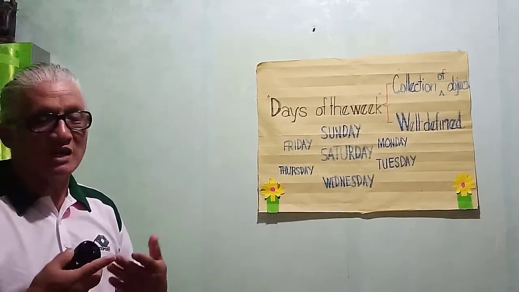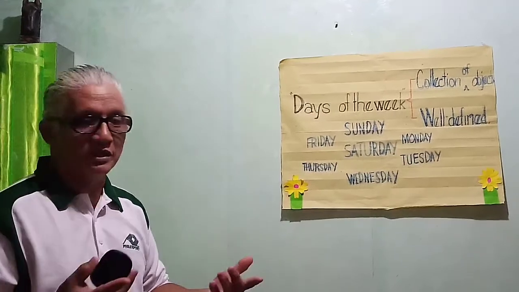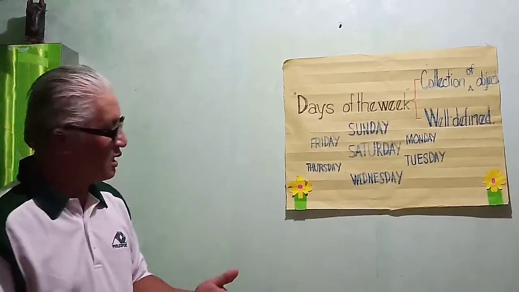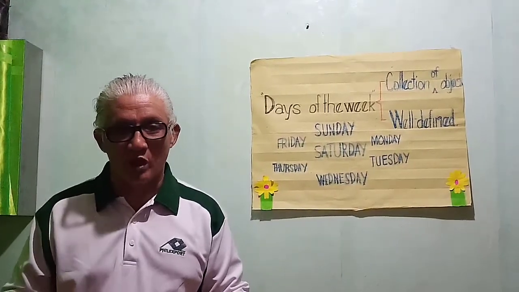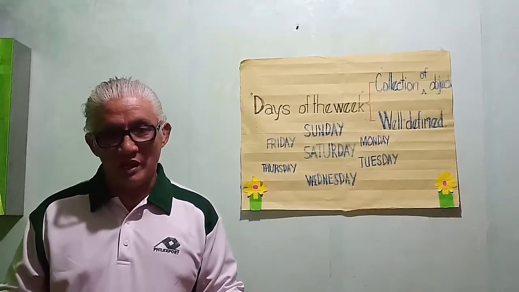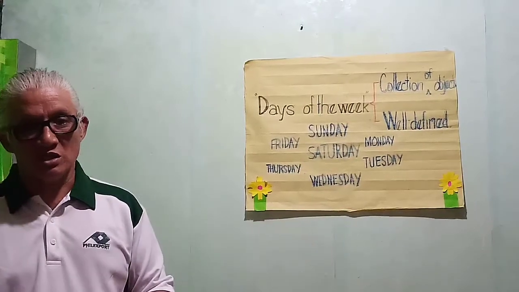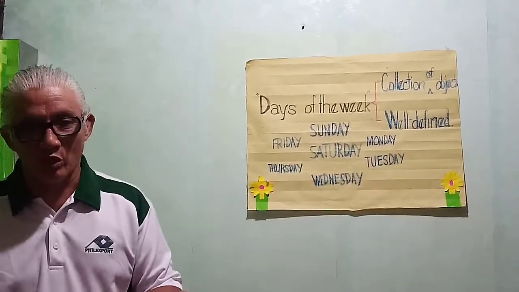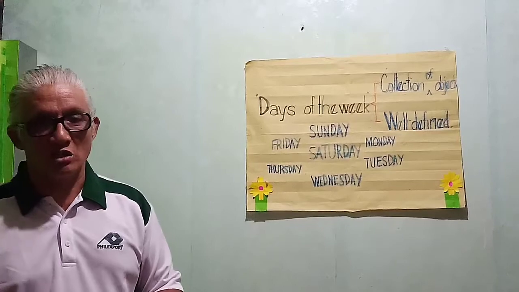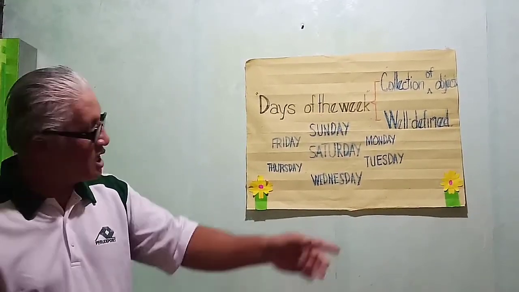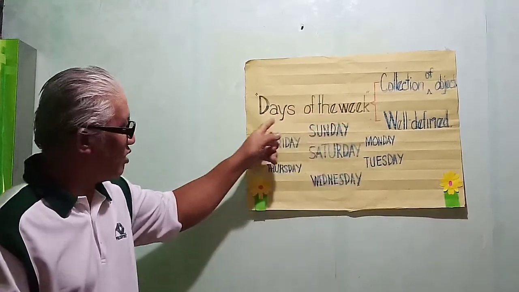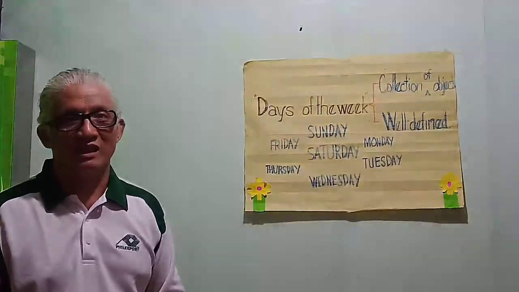Now, if you ask another person, what are the days of the week? They will answer the same, so it does not vary from one person to another. So, this is well-defined. Therefore, the days of the week is a collection of objects as well as well-defined. So, days of the week is a complete example of a set.